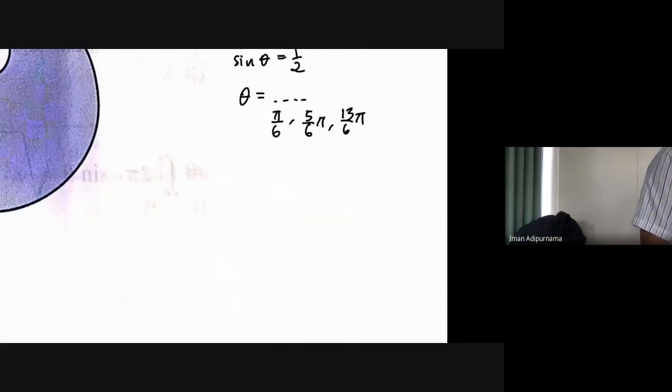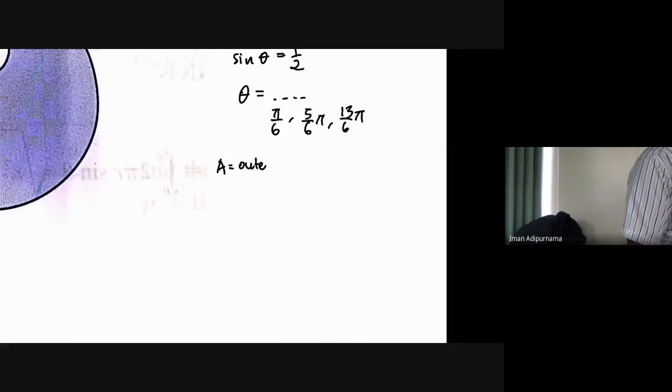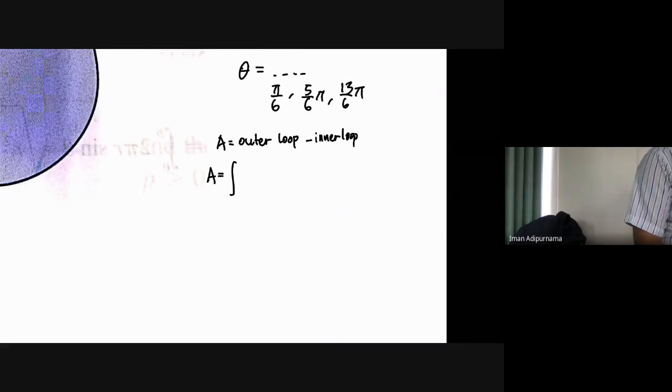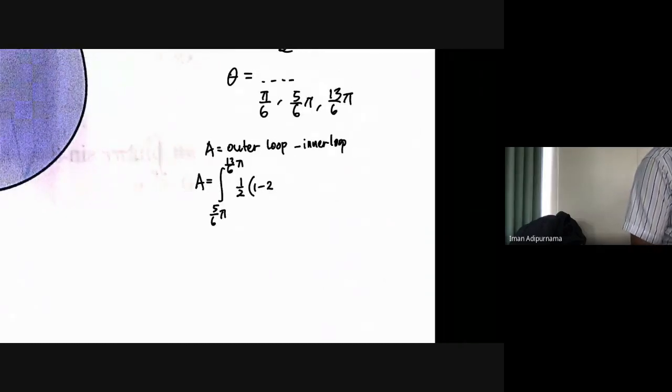So let me write the equations. The area will be the outer loop minus the inner loop. So area is the integration. The outer loop is from 5/6 pi to 13/6 pi, and then half, and the equation is 1 minus 2 sine theta, squared, d theta, and then minus, from 5/6 to 5/6 pi, and same thing here.